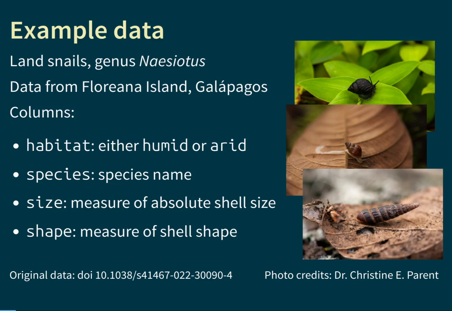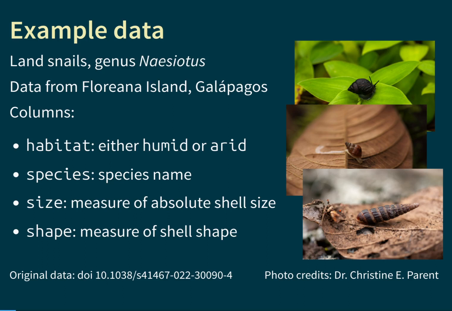The next column, the third one, is the size column, which is a measure of the absolute size of the shell of each snail individual. Do not worry about what units this is being measured in. It's some sort of measure of total volume. The point is, the larger the number is, the larger the shell of the given specimen.